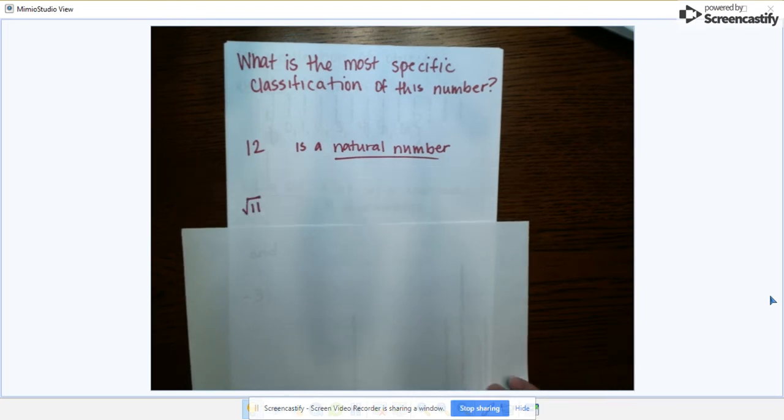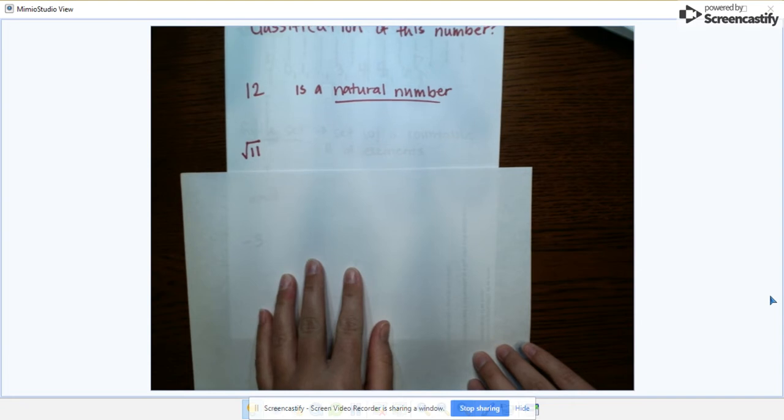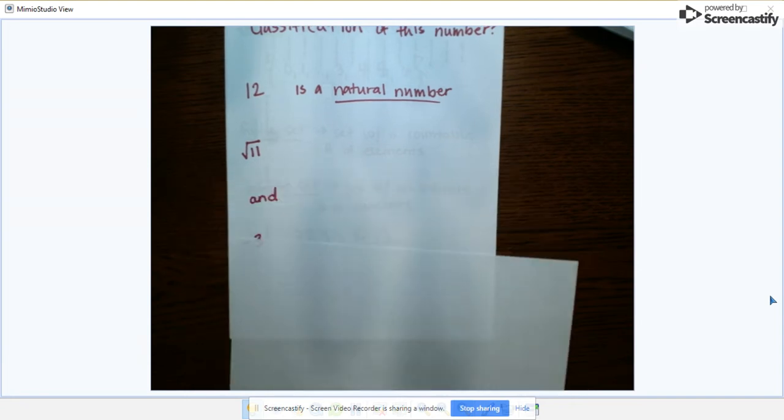So I want you to classify the square root of 11, and then what's the classification of -3.